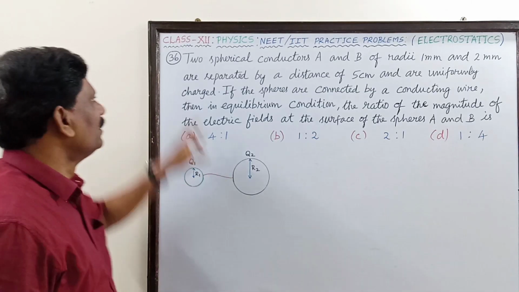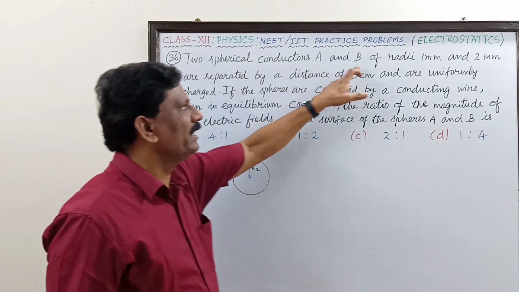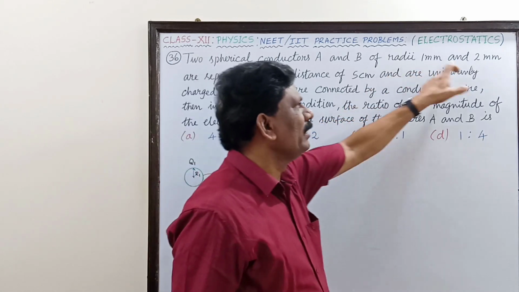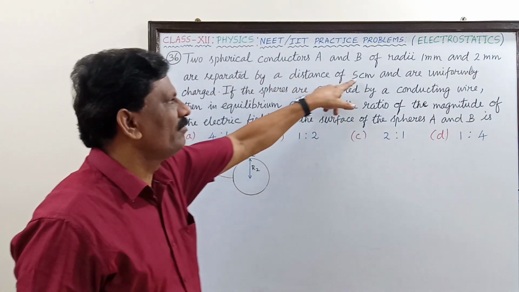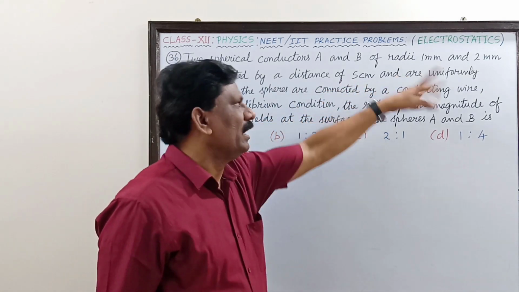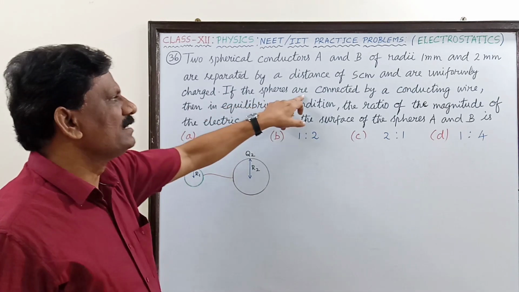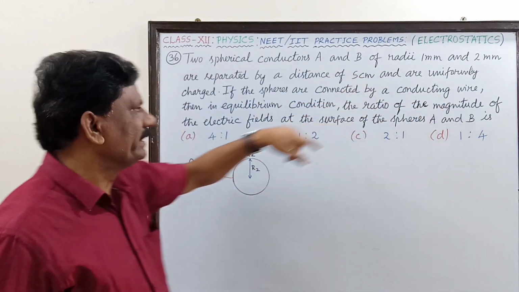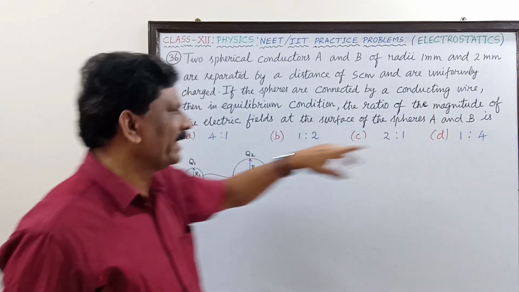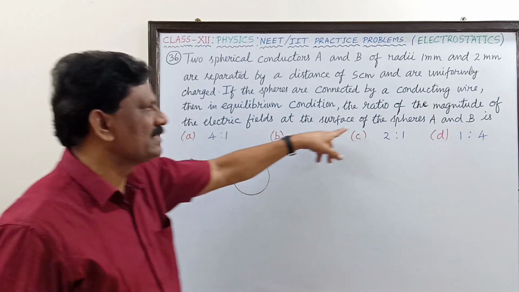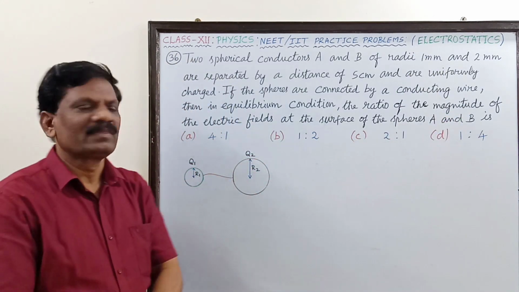Hi students, MCQ number 36. Two spherical conductors A and B of radii 1 mm and 2 mm are separated by a distance of 5 cm and are uniformly charged. If the spheres are connected by a conducting wire, then in equilibrium condition, the ratio of the magnitudes of the electric fields at the surface of the spheres A and B is to be determined.